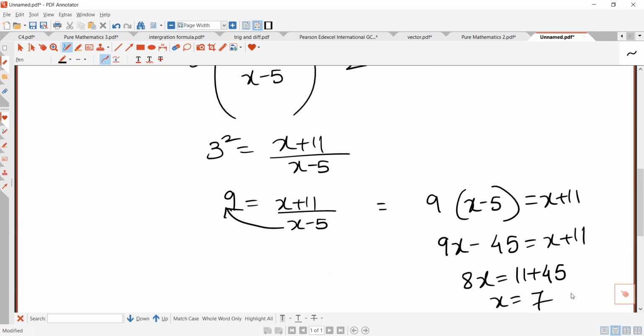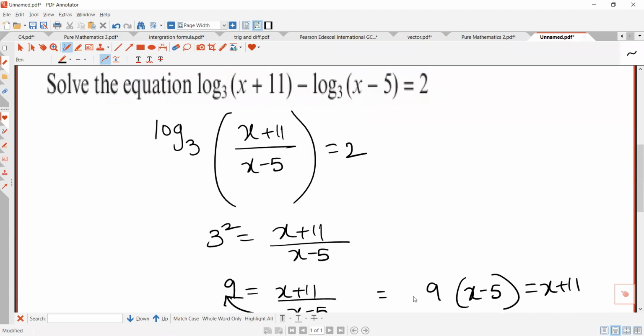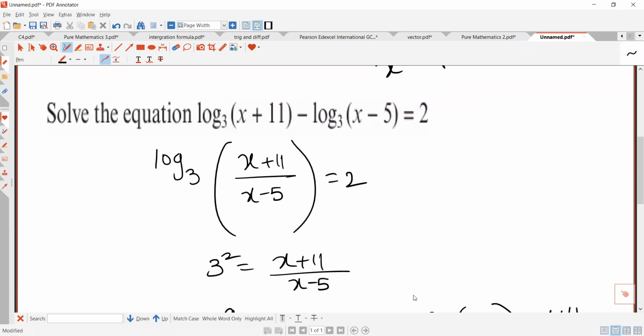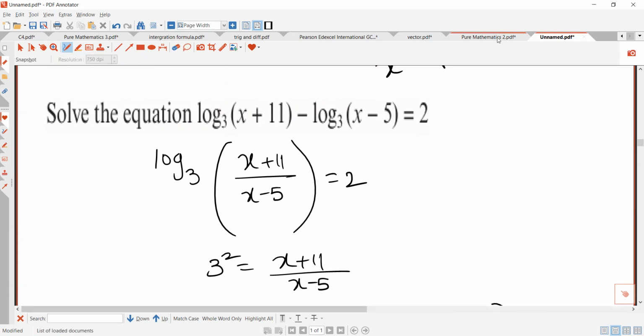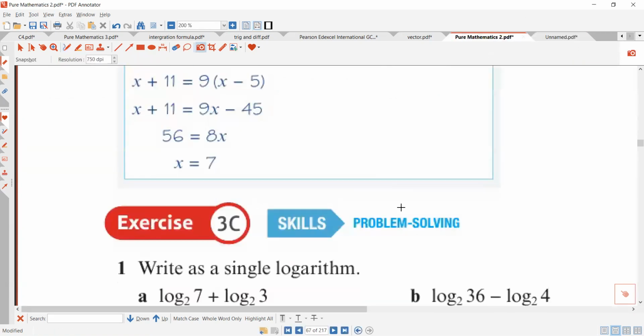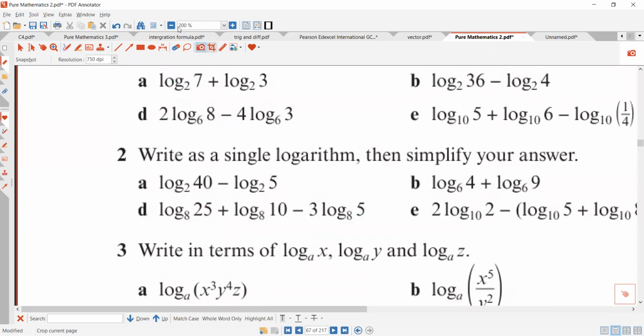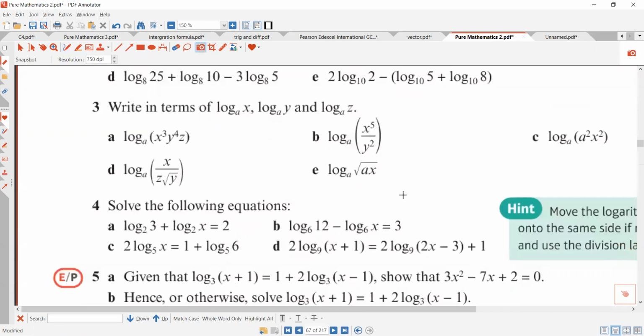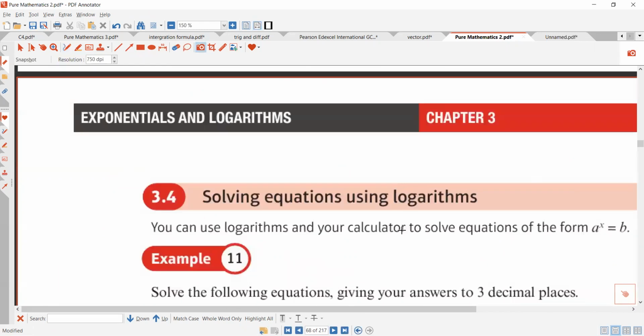Understood? So you saw how we brought those logs together, then I removed the log, and once you remove the log, everything gets easier. You can't solve it otherwise, no? You need the x value, right? Okay. Now these can also be given as homework, which I will do at the end, not now.